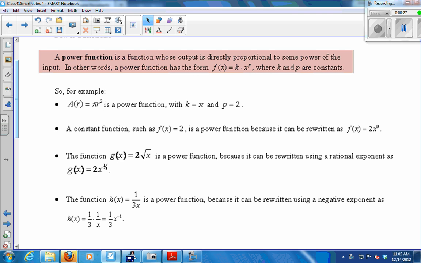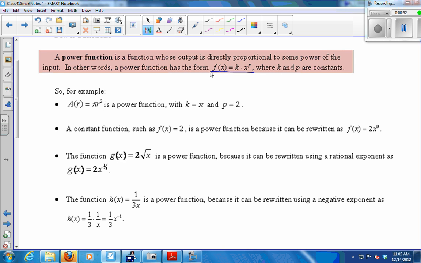It's a function whose output is directly proportional to some power of the input. In mathematical terms, it's k times x to the p. X is the input, and it's just x to some power. What makes this different from x cubed or x to the fourth, a polynomial, is that p does not have to be an integer. It could be positive, negative, or a fraction.